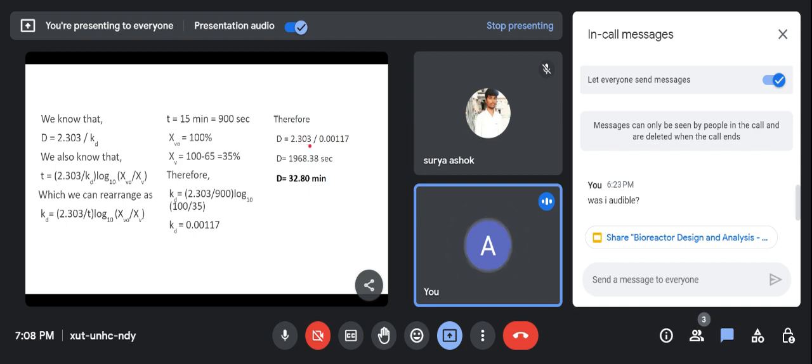So this D is 2.303 by 0.00117. Okay. And you find that the decimal reduction time in seconds is 1968.38 seconds. And once you convert that into minutes by dividing it by 60, you get 32.80 minutes. So the decimal reduction time is 32.80 minutes. So for about 10,000 cells to reduce to 1000, you need 32.80 minutes. That is what we need. Okay. So this is the final question.